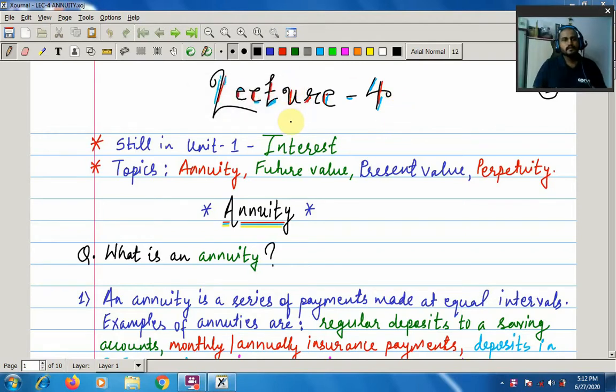Hello everyone, welcome to the fourth lecture of Unit 1 Interest. So still we are in Unit 1 Interest. Topics in this fourth lecture, we are going to cover annuity, future value, and if possible we will cover present value and perpetuity. So let's begin our fourth lecture with this topic, annuity.